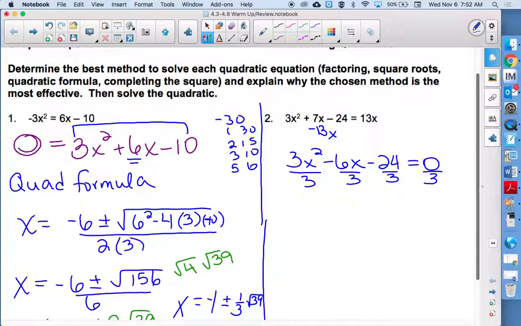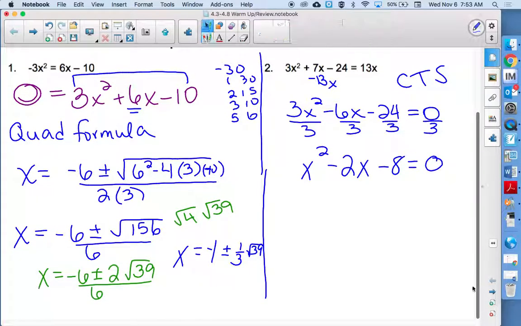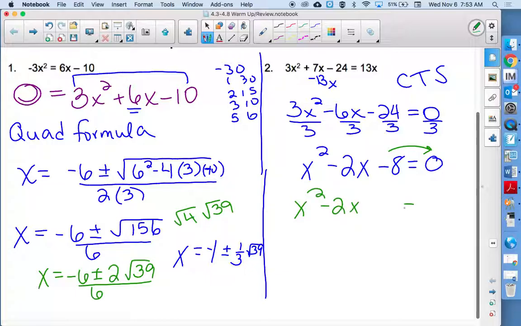And Ava, if you divide by 3, you end up getting 3x, 4x squared minus 2x minus 8. I am going to use completing the square just to remind you how that works. And I abbreviate completing the square CTS, just for you to get a refresher about how that works. So if I'm using completing the square, the first thing is to take the 8 to the other side. That's the C term. So x squared minus 2x, and then 8 is on the other side.